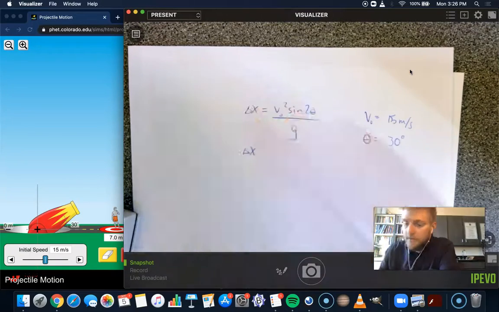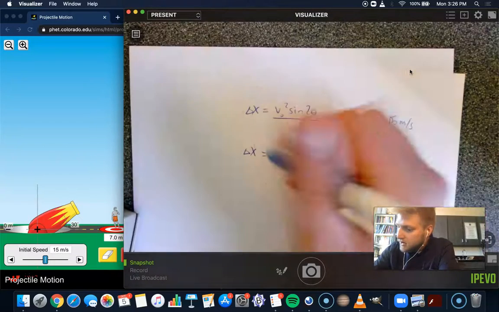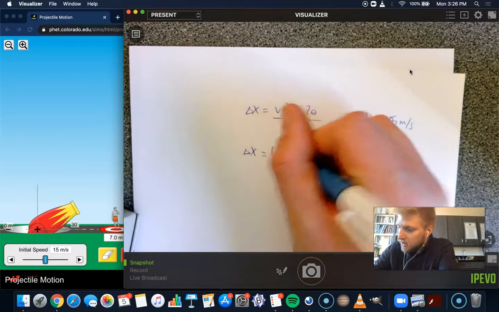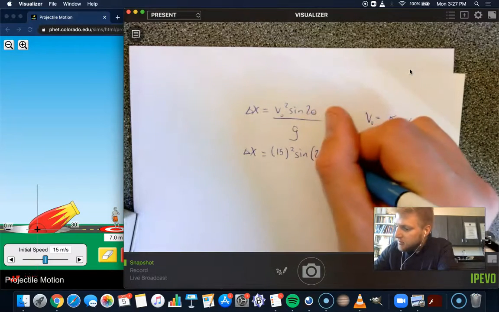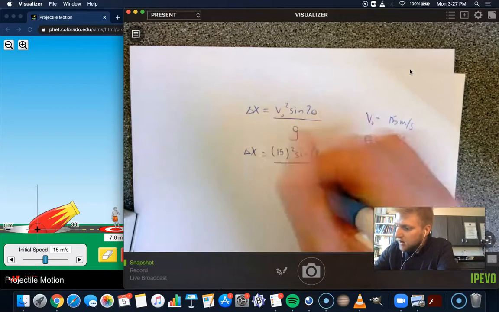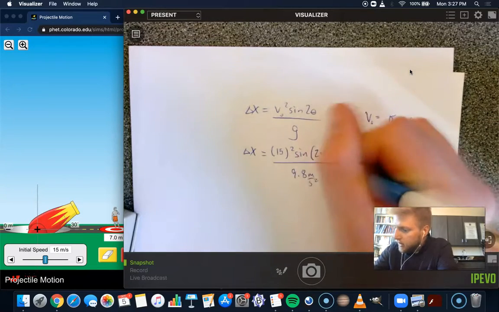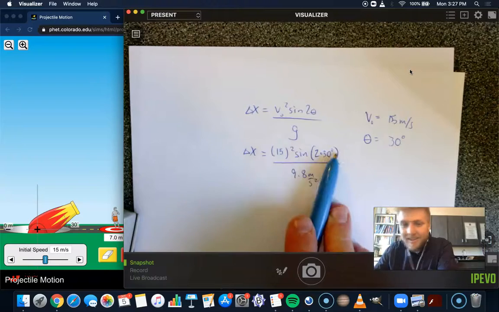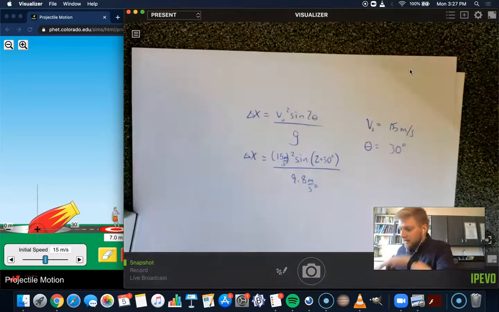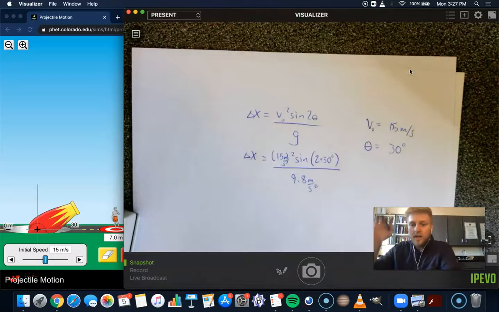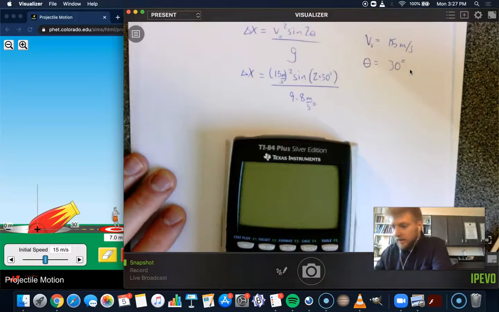So the x displacement is going to be v naught squared, so 15 squared, sine of 2 times 30 degrees, all over 9.8 meters per second squared. Now, of course, I included my angle for my units. Let's make it meters per second inside of there. Okay, that looks good. Let me show you what this is going to look like plugged into our calculator.